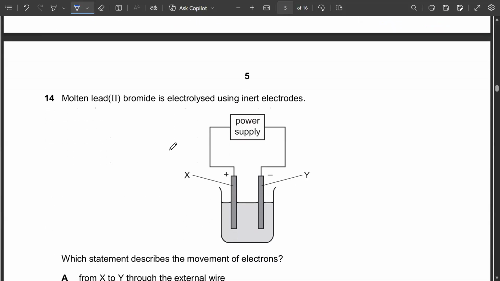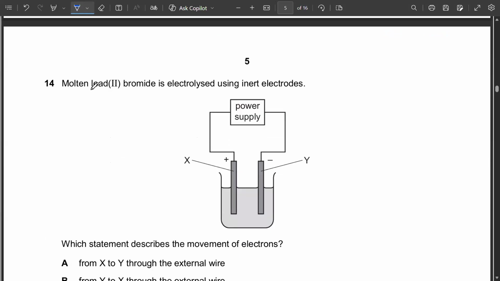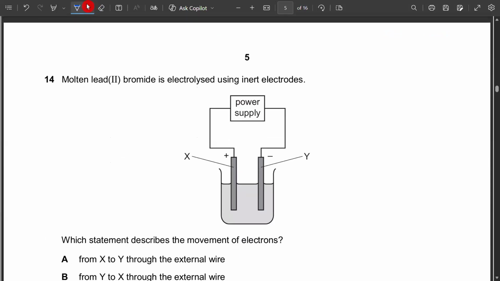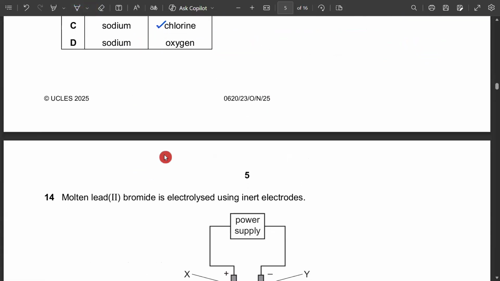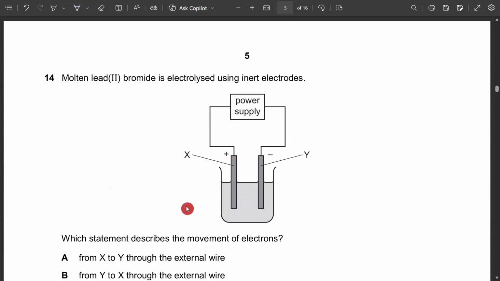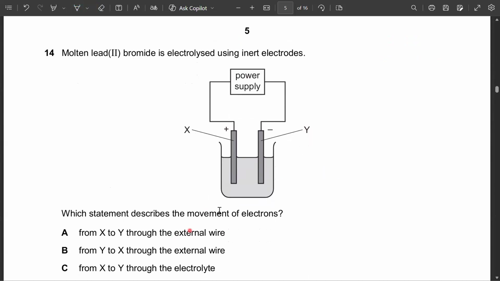Question number 14. Question 14 says, molten lead bromide is electrolyzed using the inert electrodes. Which statement describes the movement of the electrons?